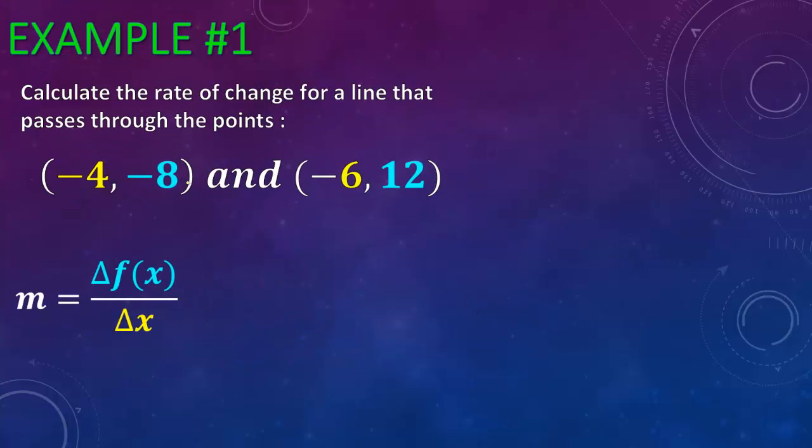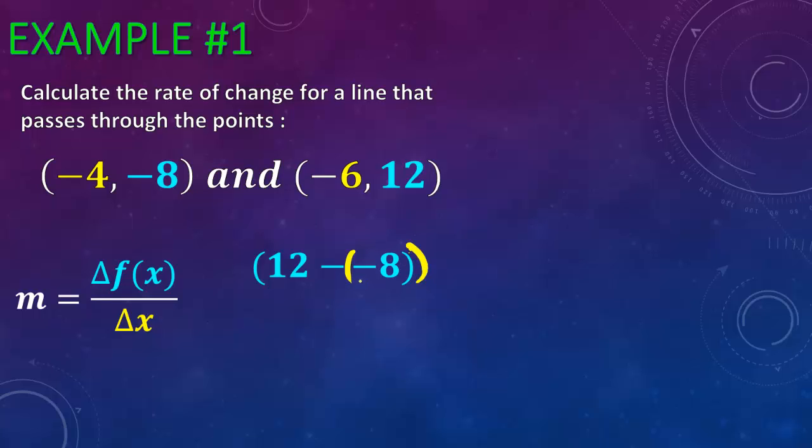So let's try an example. We've got 2 points, (negative 4, negative 8) and (negative 6, 12). So again, remember, you are going to subtract your y's and your x's in the same order, and the y's need to go on top. So let's start with the bigger number, 12, and we're going to do 12 minus, because it's always subtraction, negative 8. And if it helps, put parentheses around that.